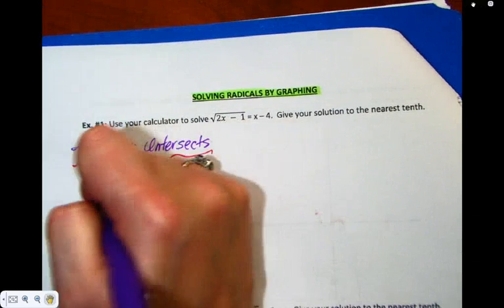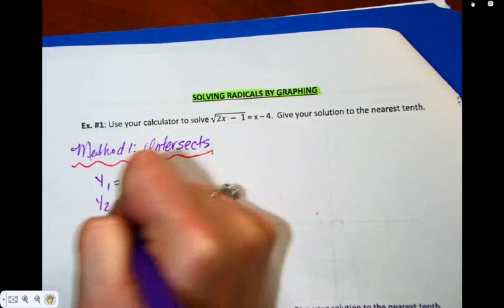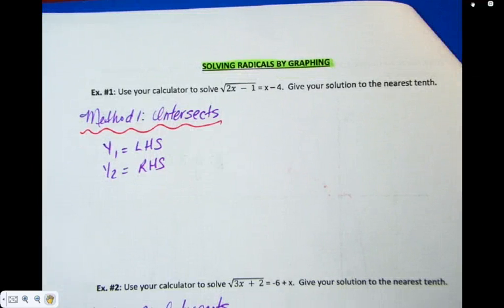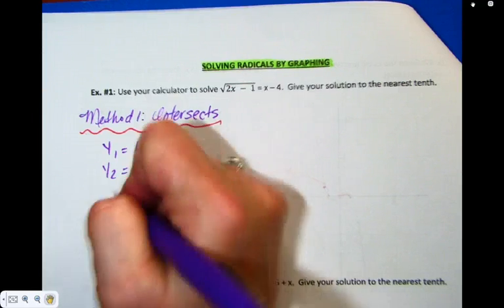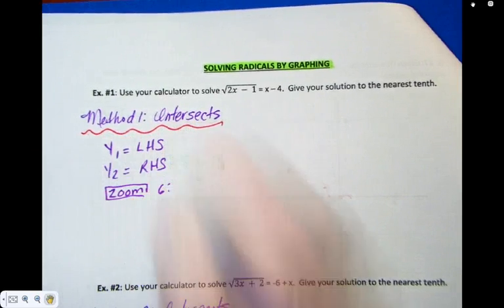Intersect method is where we put the left-hand side of the equation into y1, and we put the right-hand side into y2. So whatever's on the left goes into y1, whatever's on the right goes into y2. We pick zoom, and then number 6 to get the graph.